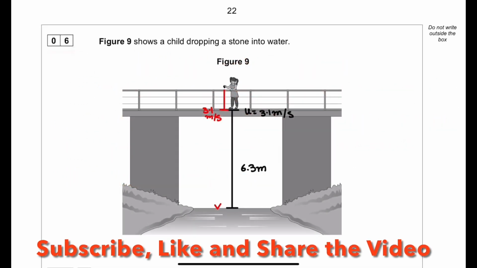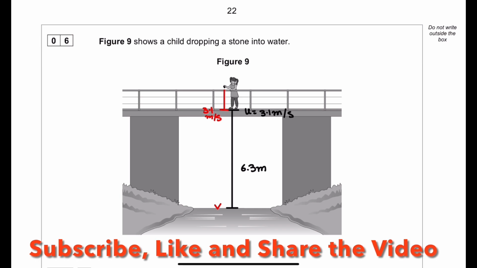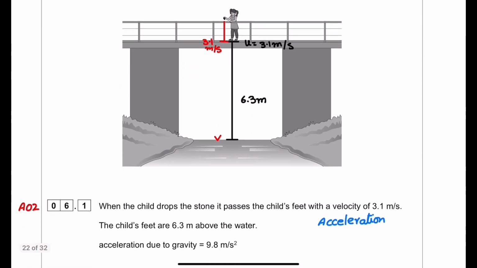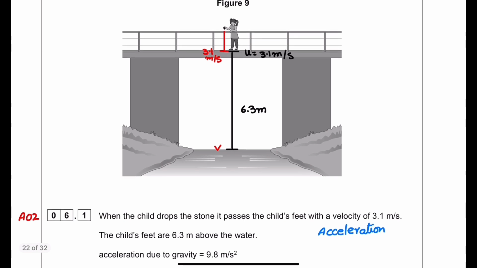Question number 6. Figure number 9 shows a child dropping a stone into the water. We can see here the child is holding a stone and it is dropping the stone into the water. The child drops the stone as it passes the child's feet with a velocity of 3.1 meter per second. When it is passing through the feet, the speed is 3.1 meter per second.